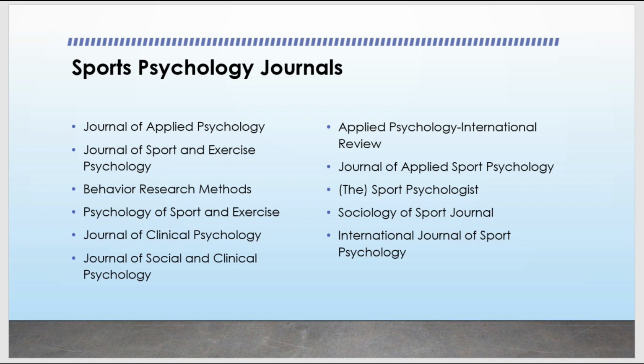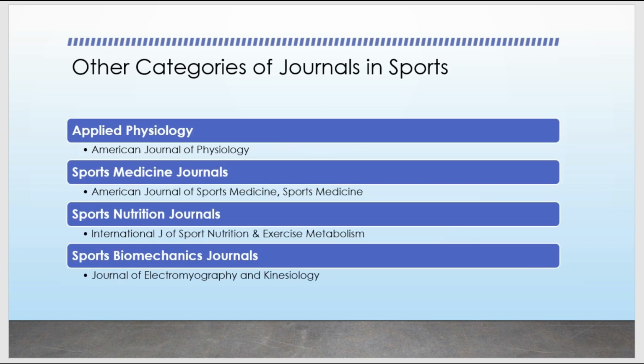Other than these journals, there are a large number of journals, such as applied physiology; we can see the American Journal of Physiology under this heading. Journals dealing with sports medicine are the American Journal of Sports Medicine and Sports Medicine alone. Sports nutrition journals include the International Journal of Sport Nutrition and Exercise Metabolism. Sports biomechanics journals include the Journal of Electromyography and Kinesiology. All these are the kinds of different journals focused on sports.